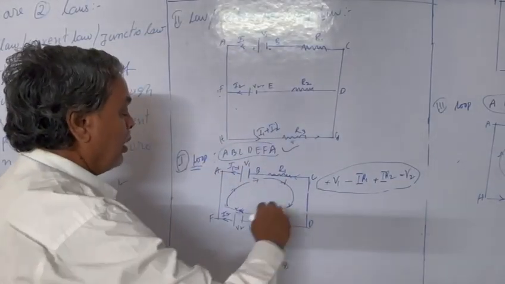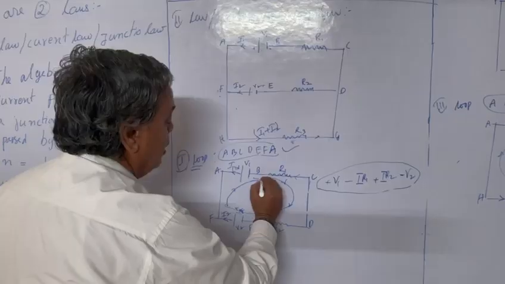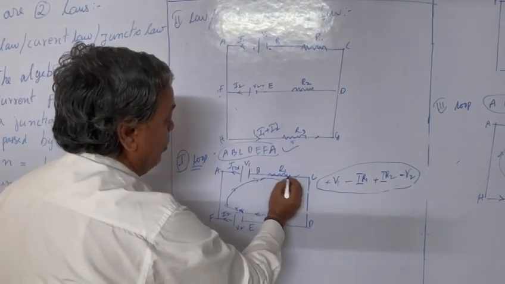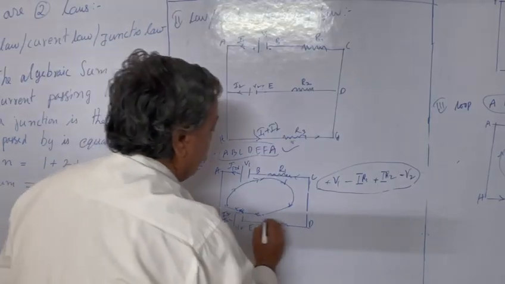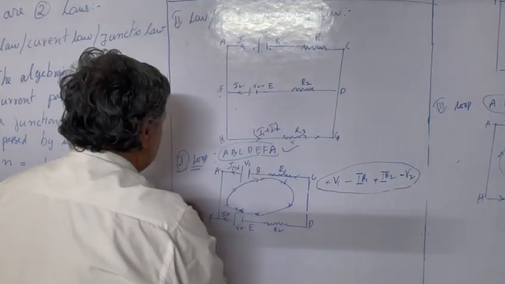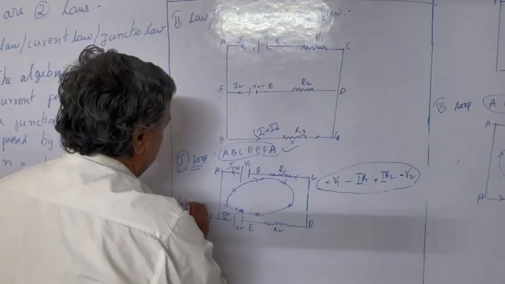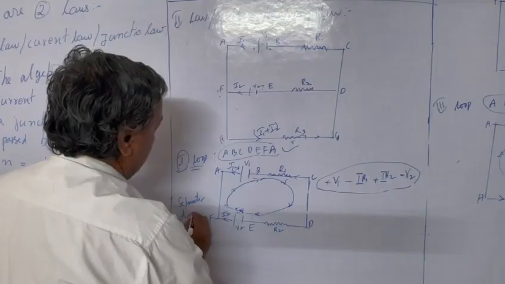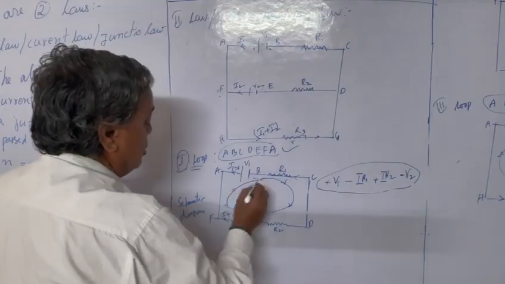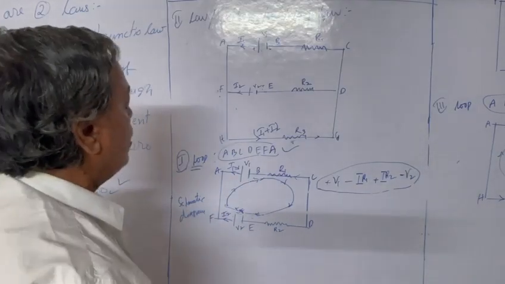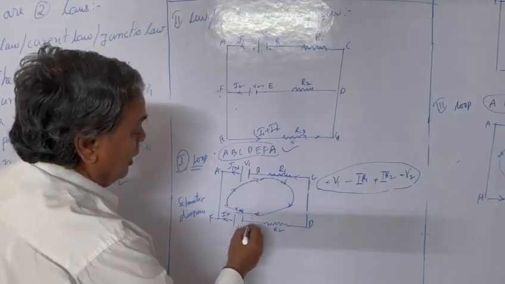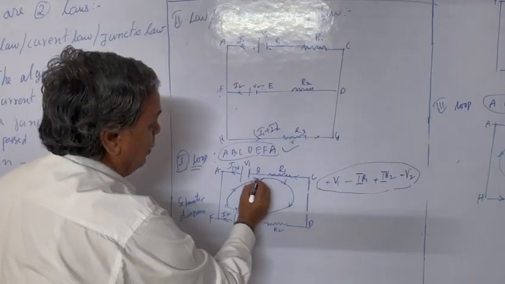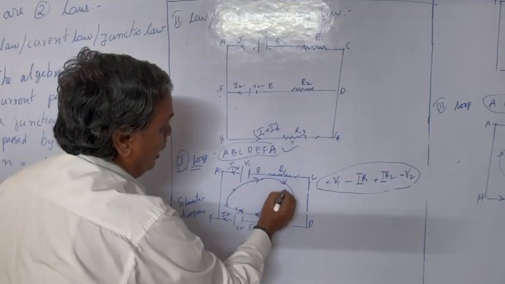Later we will have to draw one loop inside the schematic diagram. This is the schematic diagram. In this schematic diagram, inside, you have to draw one loop. You will have to write a clockwise loop.